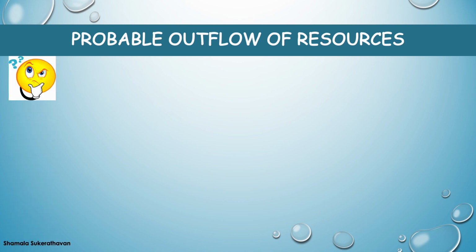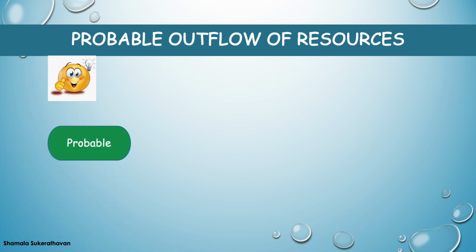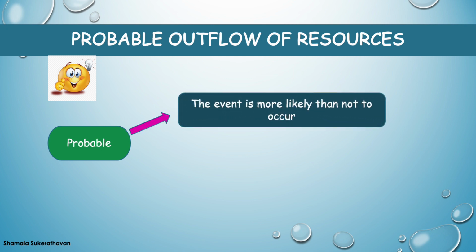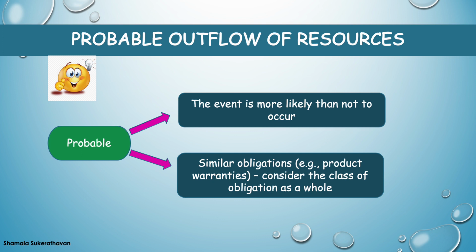Next, how do we determine if an outflow of resources is probable? IAS 37 stipulates an outflow of resources is regarded as probable if the event is more likely than not to occur, meaning the probability that the event will occur is greater than the probability it will not. In the case where there are a number of similar obligations, example product warranties, the probability that an outflow will be required to settle the obligation is determined by considering the class of obligation as a whole, as the likelihood of outflow of any one item may be small.